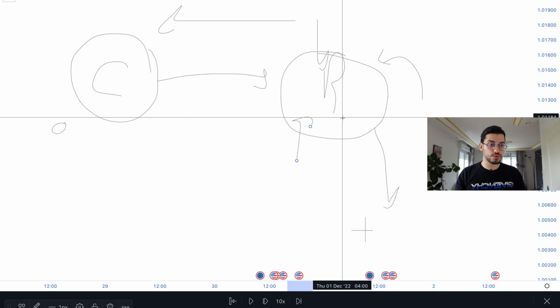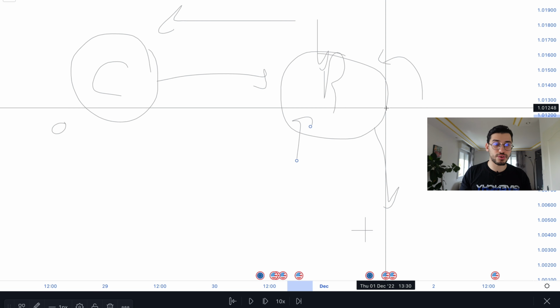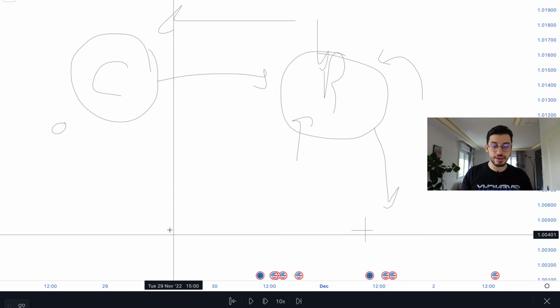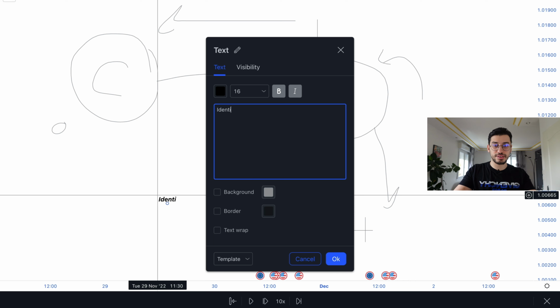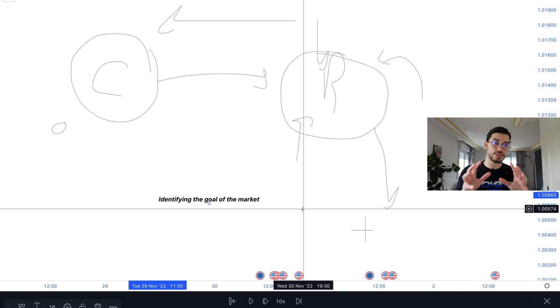Now, one of the rules that I use in my trading strategy is identifying the goal of the market. So let's write it here: identifying the goal of the market. Whenever the market is moving up or down, I'm not satisfied by just looking at the market and saying the trend is up or the trend is down. No, I look at the charts and ask, why is the market moving up? Why is the market moving down? And I want to identify a certain point which I believe the market is running into.